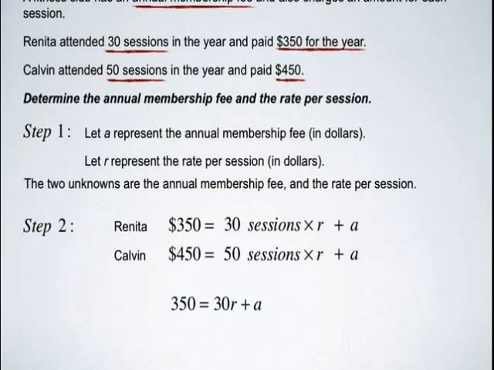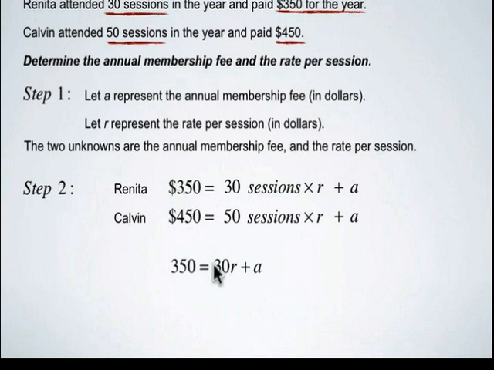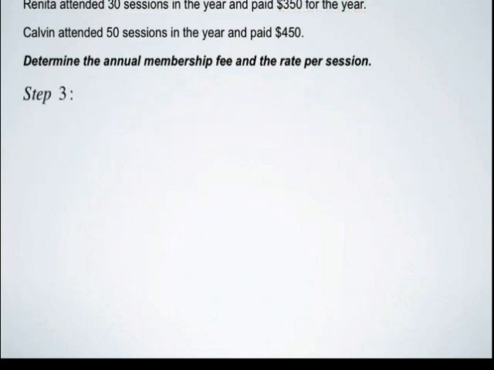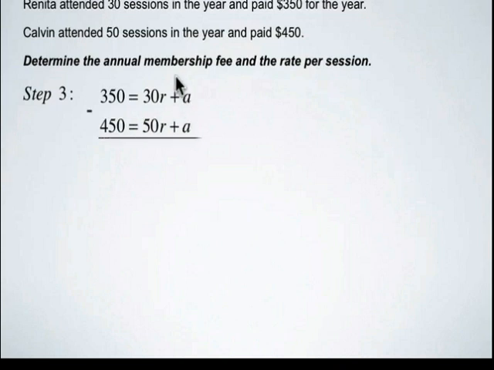So the two equations we've got: for Renita, it's 350 is equal to 30 times R plus A. For Calvin, it's 450 is equal to 50 times R plus A. So now, here's our linear system. We're going to subtract because we have the same coefficient of 1 on the A, so we can subtract these two linear equations in order to solve the linear system. So we'll be eliminating A here.